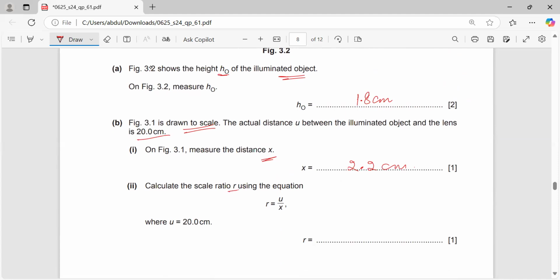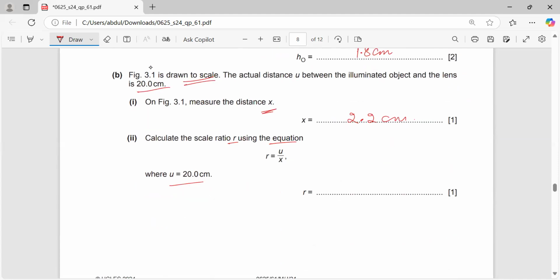Calculate the scale ratio R using the equation R = U over X. U is 20 and X is 2.2. So 20 divided by 2.2 is 9.09, so I will write 9.1. No need to write centimeters, because centimeters cancel with centimeters here. Follow the instructions, nothing special.